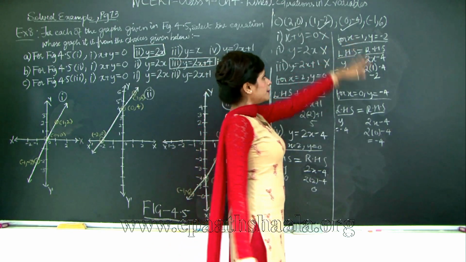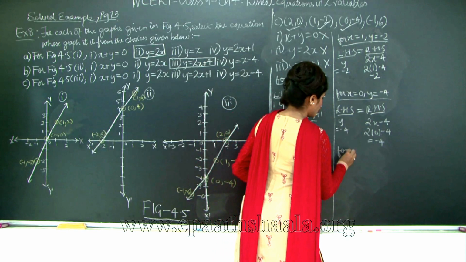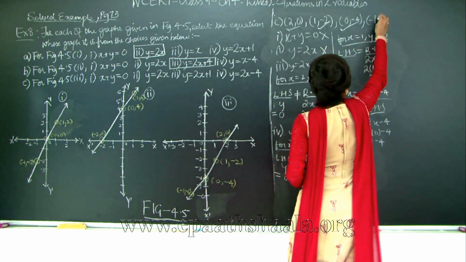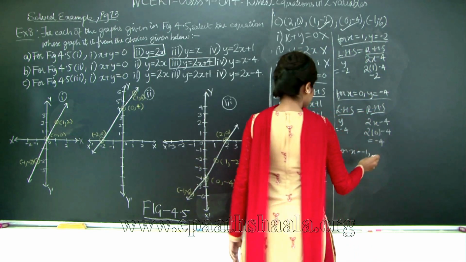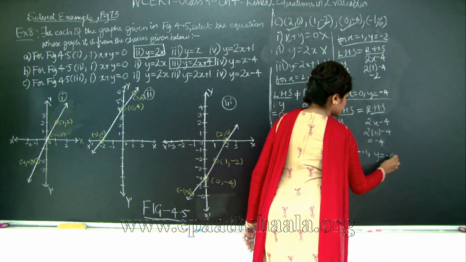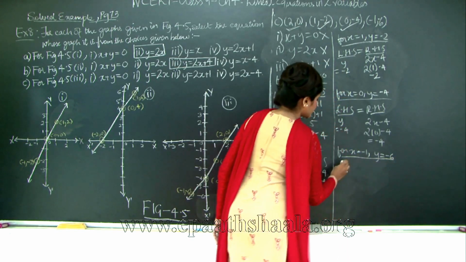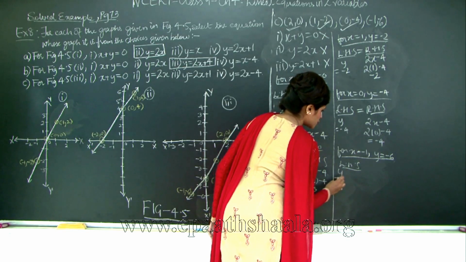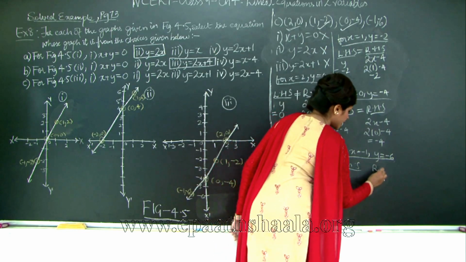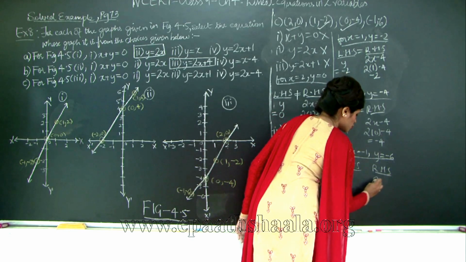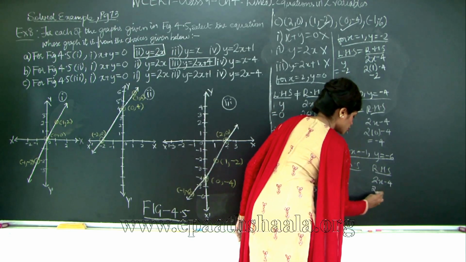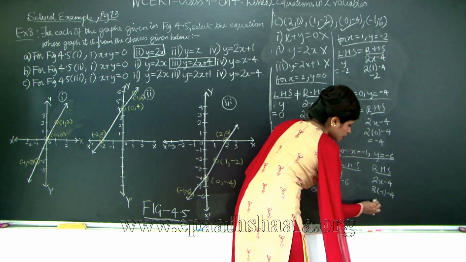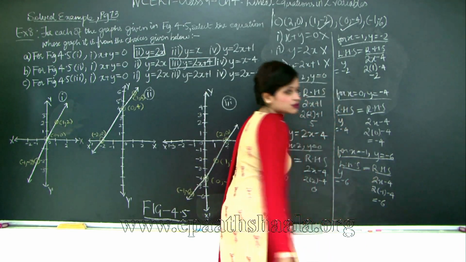Finally, we will check for minus 1 and minus 6. So, for x is equal to minus 1 and y is equal to minus 6, what do I get? Left hand side is y, which is equal to minus 6. My right hand side is 2x minus 4, which is 2 into minus 1 minus 4, which is minus 2 minus 4, which is minus 6. So, again left hand side is equal to right hand side.